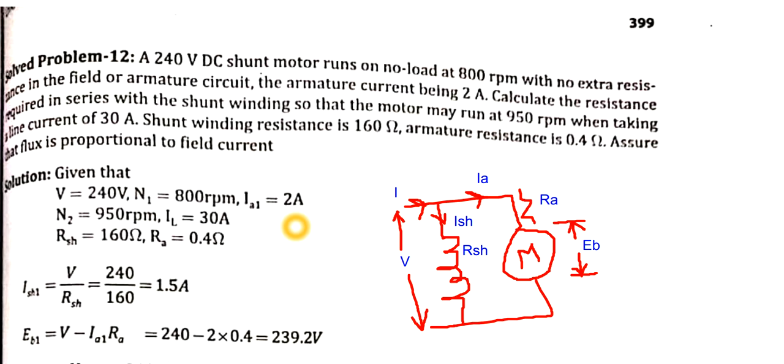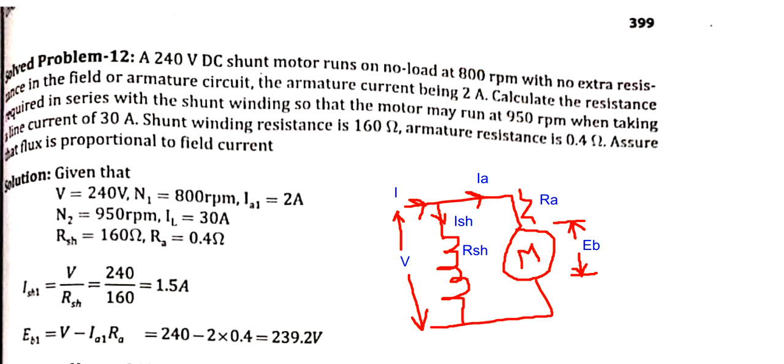Okay, in this lecture we will see a problem solving on DC shunt motor. So let us read the problem first. It is given that a 240 volt DC shunt motor runs on no load at 800 rpm with no extra resistance in the field or armature circuit, the armature current being 2 amperes.